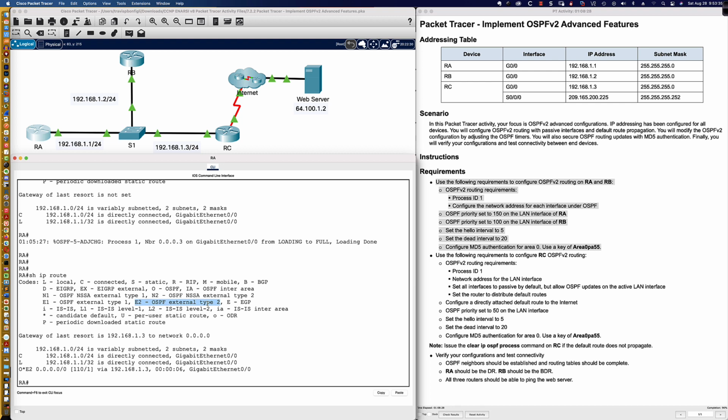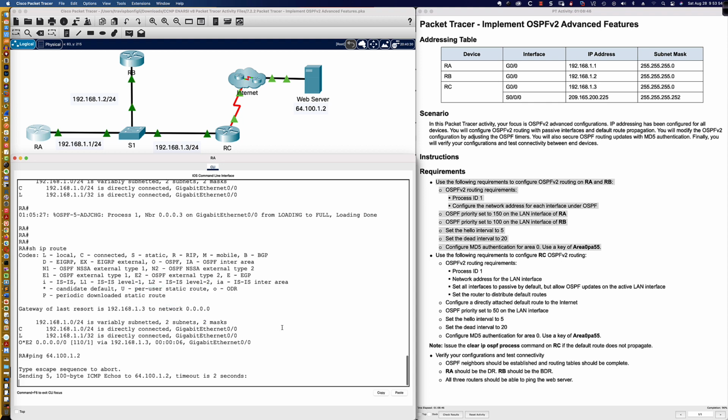Let me look at this really quickly. On the LAN interface, and that is correct. And that should have been it. All three routers should be able to ping the web server. So let's give it a go here. So ping 64.100.1.2, and we'll bring router B up.